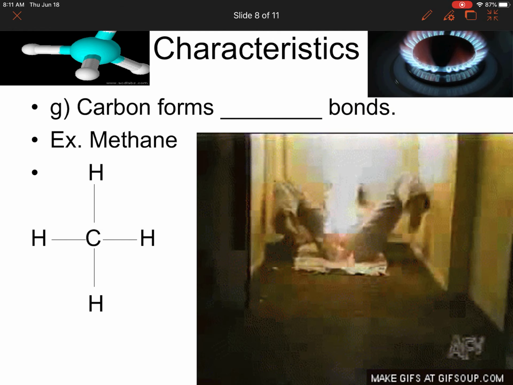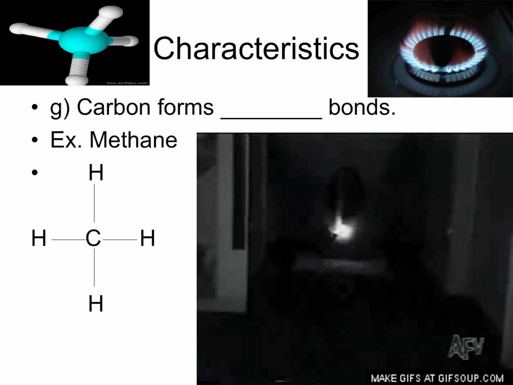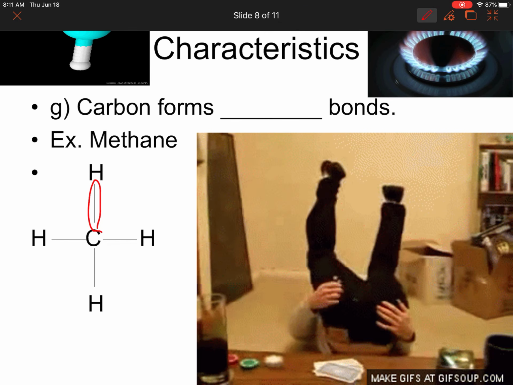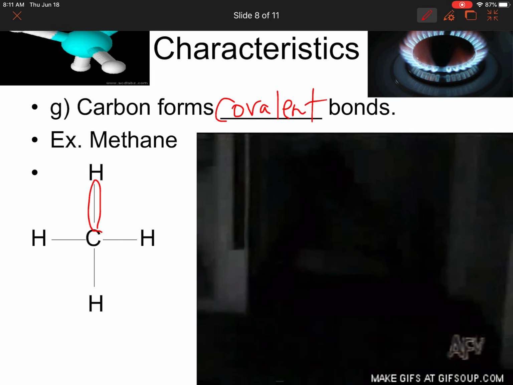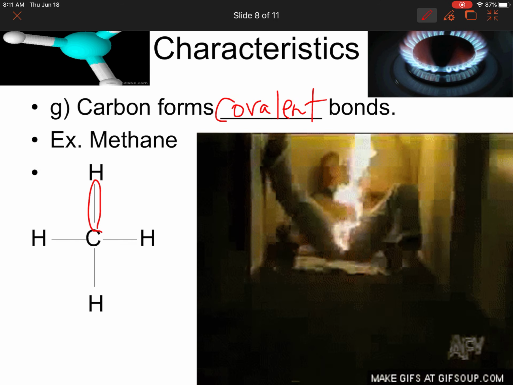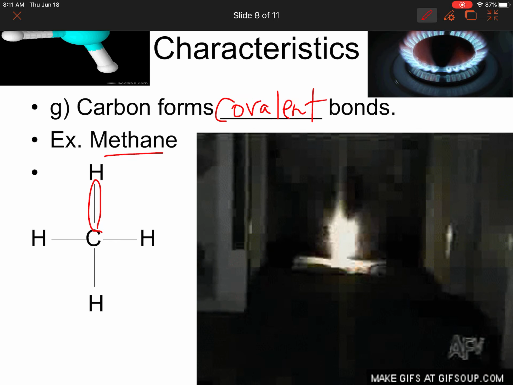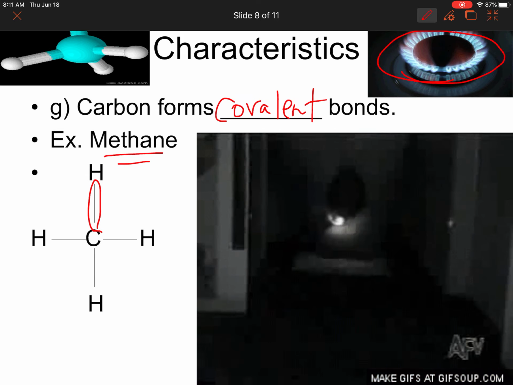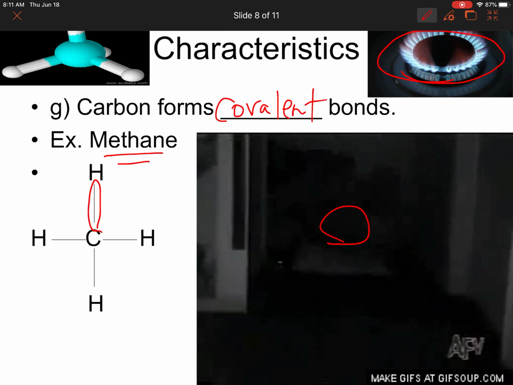Carbon forms what type of bonds here? Well, going back to bonding, if you share electrons, that is the covalent bond. Remember, transfer electrons is ionic, and when electrons are moving, that's metallic. Now, an example of covalent bonds is methane. Methane is something that comes out of natural gas you find in your stove, or when you fart, like this funny guy over here decides to rip a fart.